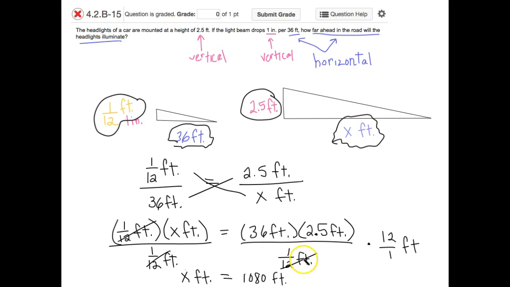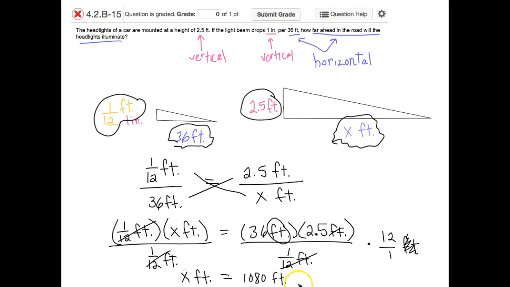Oh, and I should mention too that the units work out. My feet down here and my feet here canceled. I actually shouldn't have written it there. And so I just end up with feet on that side. And so that makes sense. That's what we wanted, was just feet.